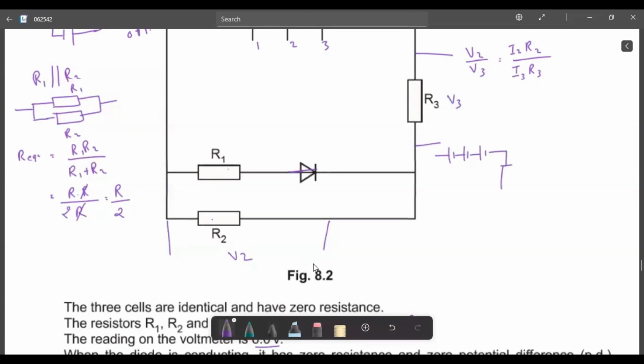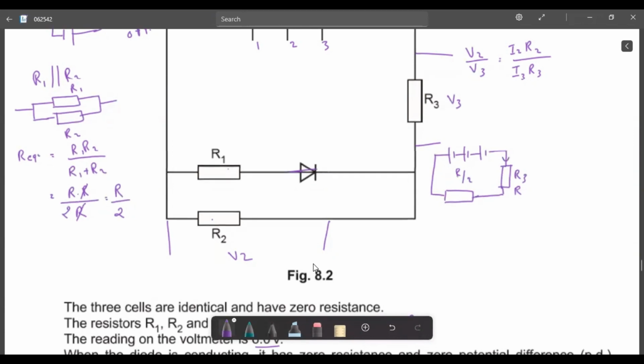This is your R3 resistance. These two are in parallel. We have found out the equivalent resistance, that is R by 2. And this is actually R. So this is a series circuit, right? The circuit is series, so the current flowing in this series circuit will always be the same.